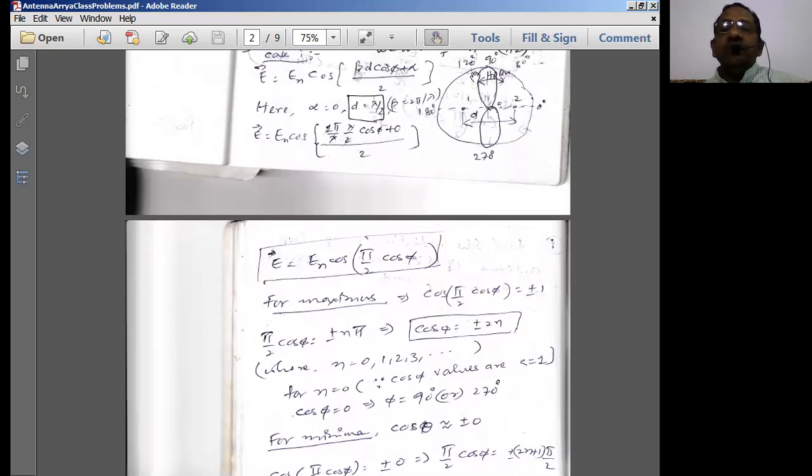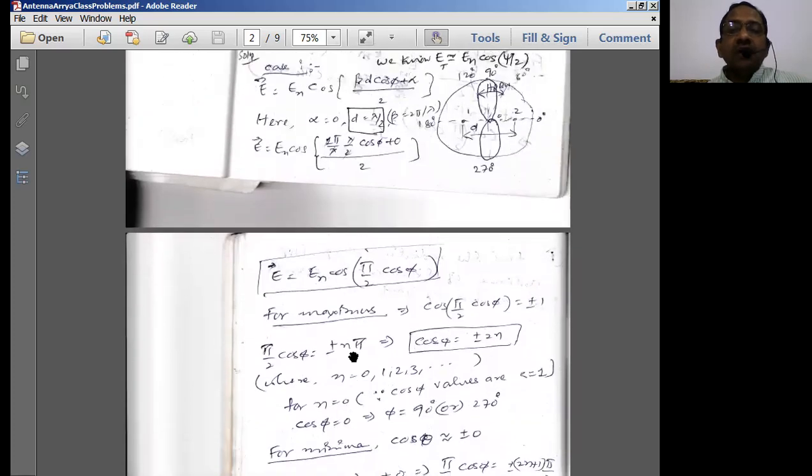So we represent that by using a maximum radiated beam along the appropriate angle of radiation. So we have to find out the appropriate angle of radiation for maximas and minimas. Minimas means zero, the minimum value of the radiation. Well, this is the electric field equation now: E is equal to E0 in general, cos of (pi by 2 cos phi).